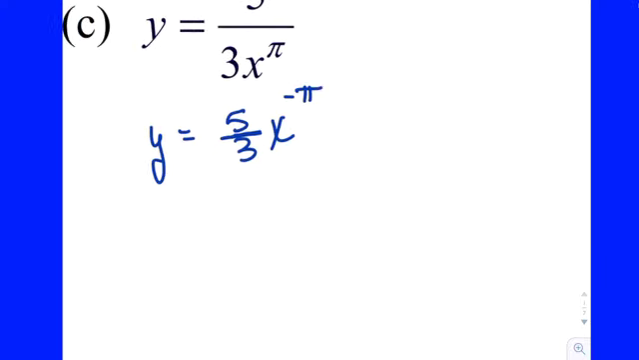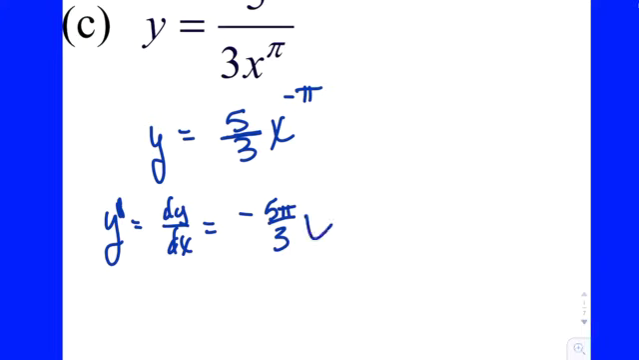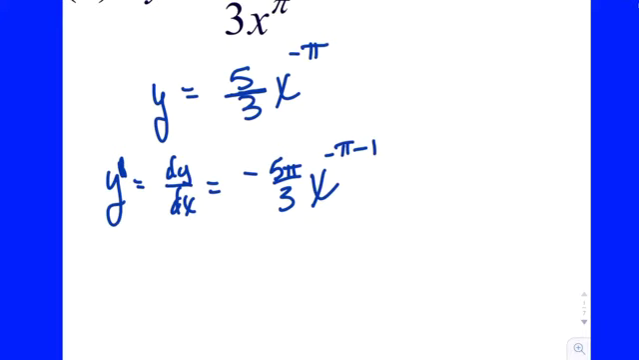So if you take the derivative of both sides, you get y prime or dy dx. I'll tend to use dy dx, but I'll use both for now. Y prime equals, multiply, and you get negative 5 pi thirds times x to the negative pi minus 1th power. So what a fantastically exciting exponent, negative pi minus 1. So that is technically the derivative.